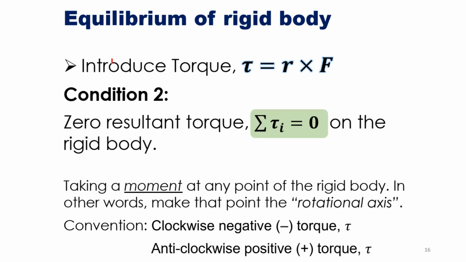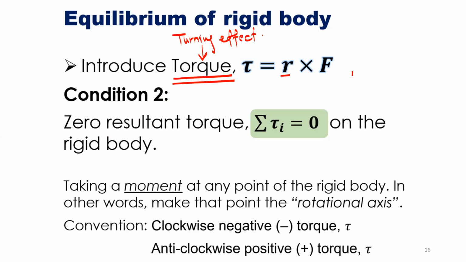So there are two conditions for a system to be in equilibrium. The first condition, the resultant force has to be zero. The second condition, we are introducing a term called torque, the turning effect. A torque is equivalent to, as I mentioned earlier, the perpendicular distance multiplied by the force that is applied. Maybe you'll see a lot of examples later. So that's condition 2: zero resultant torque. There should not be a resultant.